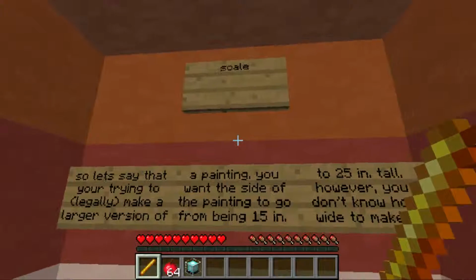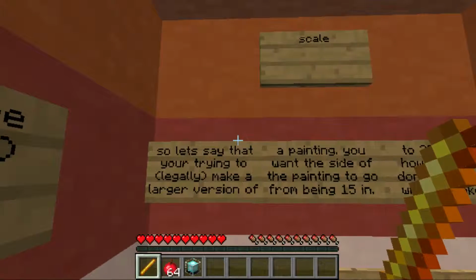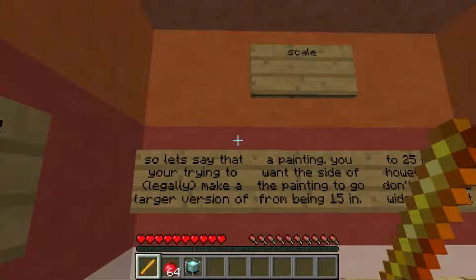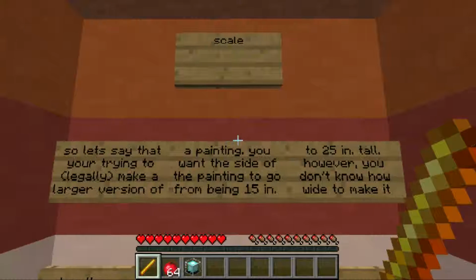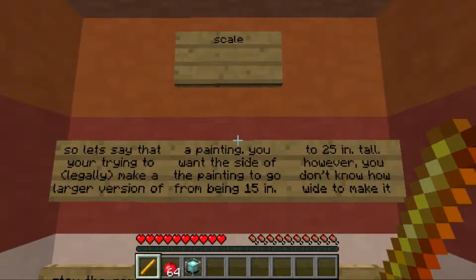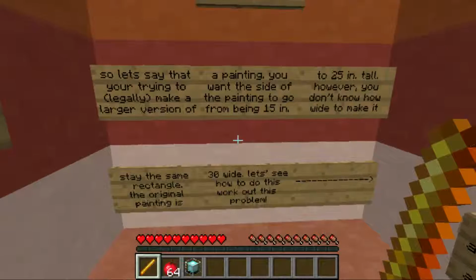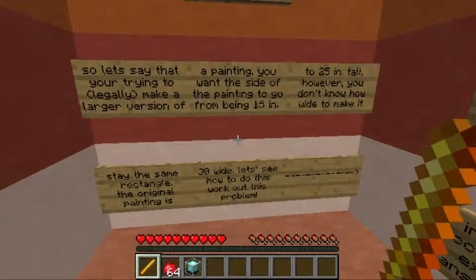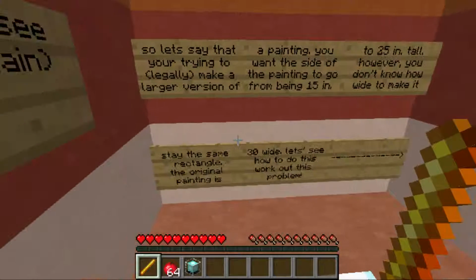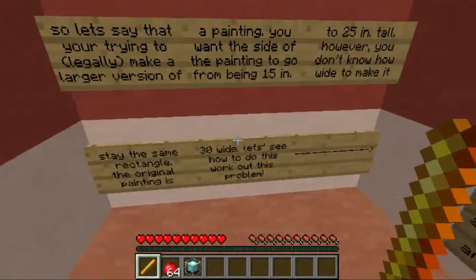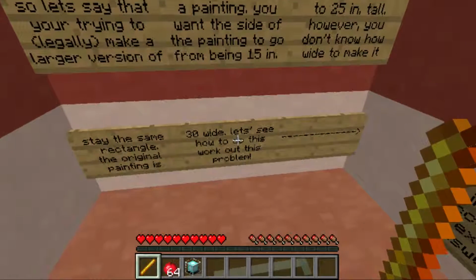So let's say you're trying to, of course legally, make a larger version of a painting, and you want the size of the painting to go from being 15 inches to 25 inches tall. However, you don't know how wide to make it to stay the same shaped rectangle. The original painting is 30 inches wide. Let's see how to work out this problem.